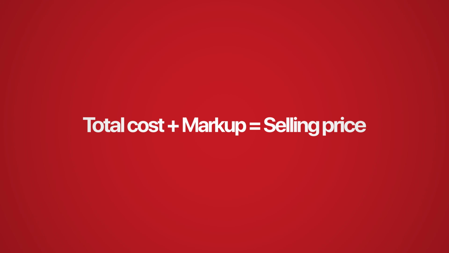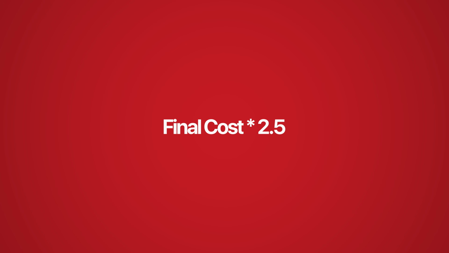And that right there is the whole point of the cost-based pricing. It's about knowing what it actually costs you to make a sale, or your break-even point, and then adding a markup on top of it. So the formula is simple. Total cost plus markup equals selling price. You can usually multiply your final cost by 2.5 or 3 for a very healthy margin, and that becomes your final price. So if it costs you $22 overall, you're probably not selling it for $34 anymore.